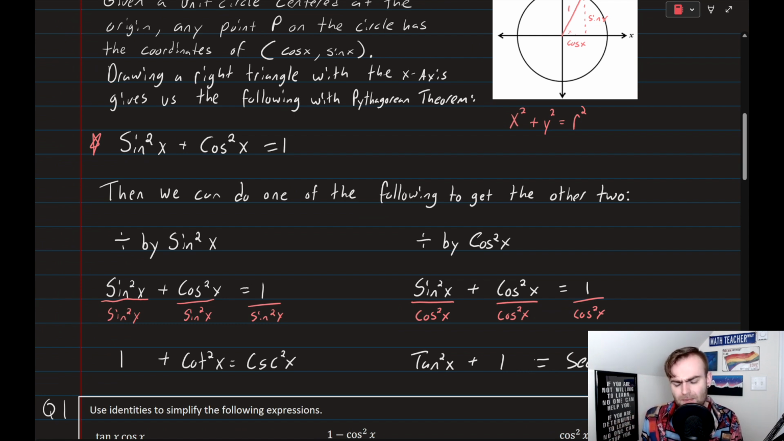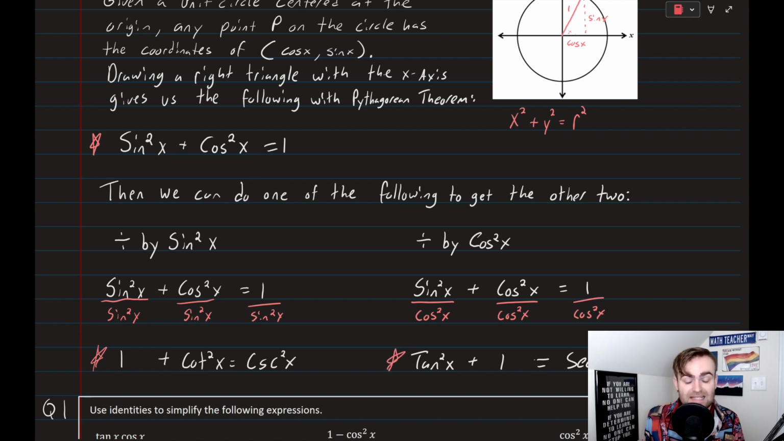What are the others? Well, we can get the others by taking this first identity and dividing by either sine squared or cosine squared. If we divide by sine squared, we get the identity 1 plus cotangent squared equals cosecant squared. Conversely, if we divide by cosine squared, we'll get the identity tangent squared plus 1 is equal to secant squared.